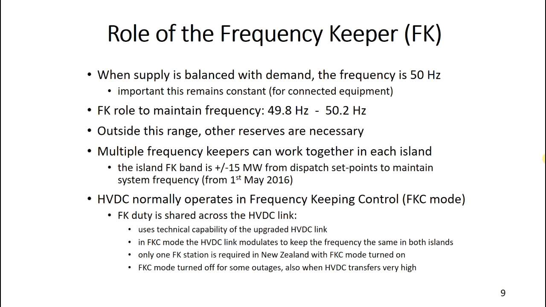Since 2013, the HVDC link has been fully upgraded, and it normally now operates in frequency keeping control mode, known as FKC. That means that frequency keeping duty can be shared across the HVDC link. So you can literally have the frequency keeping station in one island, which is keeping frequency for that island, and with FKC mode enabled in the other island as well. So in this mode, the HVDC link modulates to keep the frequency the same in both islands. FKC mode may be turned off occasionally, for example if there are certain outages, or perhaps when HVDC transfers are very high. And in those instances, you would need at least one frequency keeping station in each island.